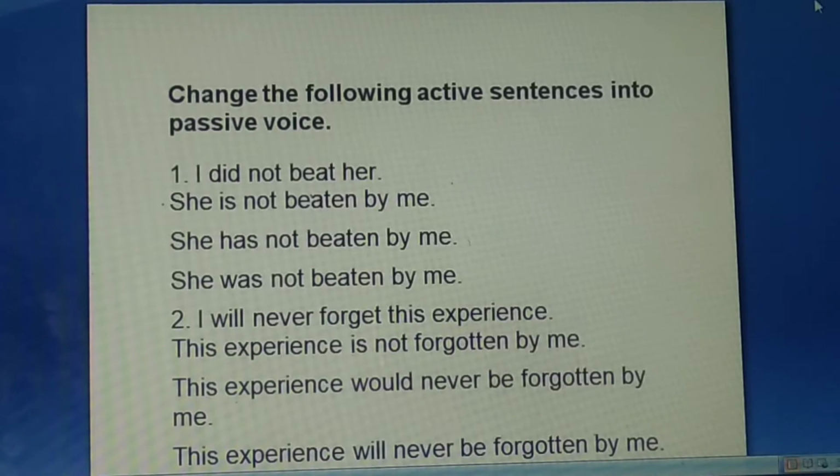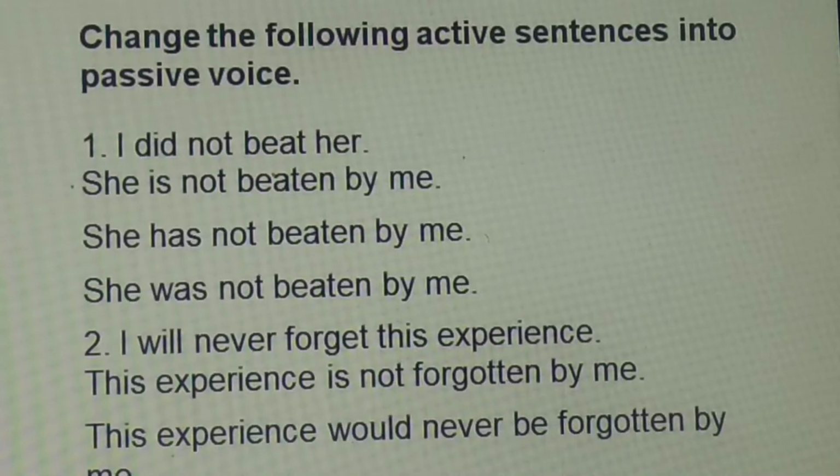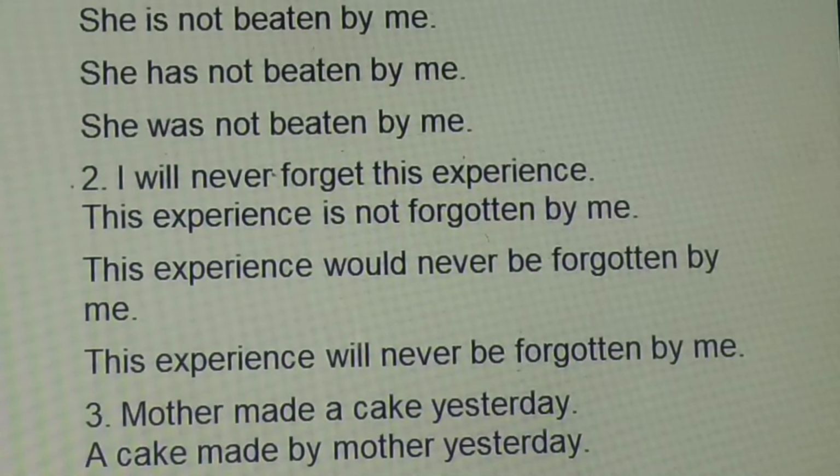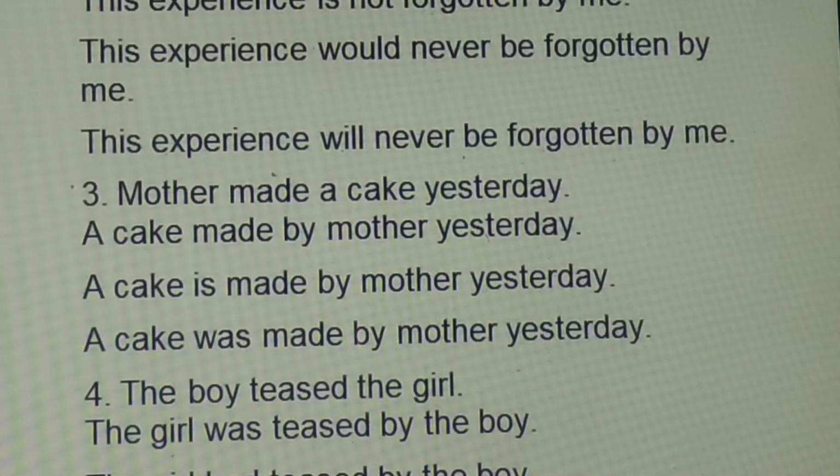Change the following active sentences into passive voice. The first one, I did not beat her. She is not beaten by me. She has not beaten by me. She was not beaten by me. I will never forget this experience. This experience is not forgotten by me. This experience would never be forgotten by me. This experience will never be forgotten by me. Mother made a cake yesterday. A cake made my mother yesterday. A cake is made by my mother yesterday. A cake was made my mother yesterday.